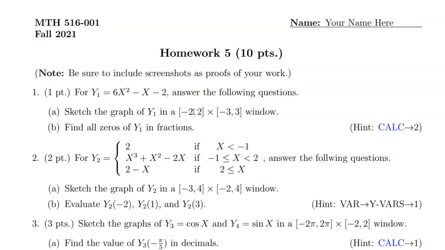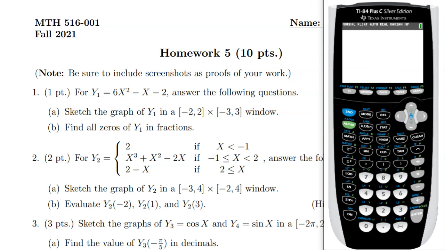All right, let's look at homework 5, problem number 1. We're going to use the graphing calculator and type in this quadratic function. For part A, we're going to sketch the graph, and for part B, we're going to find all zeros of that quadratic function. All right, so let's do that.